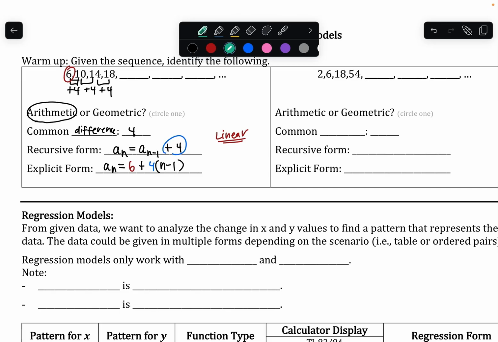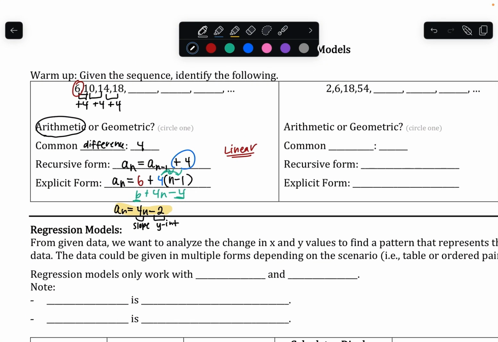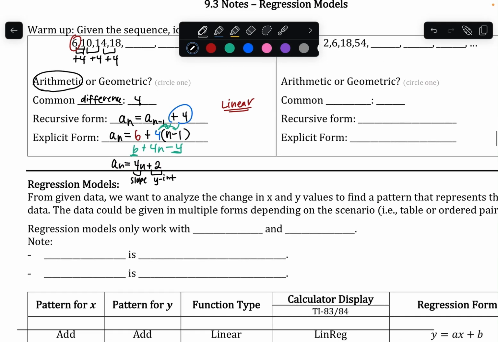Okay, and so if I wanted to simplify this explicit form, I could distribute the 4 and then combine my 6 and negative 4 to be 2. And so 4n minus 2 would be another explicit form that we could write. Okay, and so this is a linear relationship. You can see that your slope is 4 and your y-intercept is negative 2 if I were to graph this. So the y-intercept, not negative 2, positive 2. 6 minus 4 is positive 2.